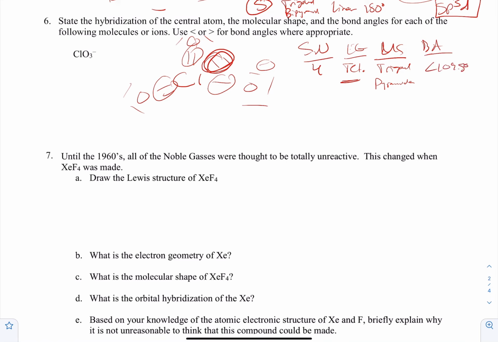Okay, so now steric number 4, that means I'm going to need 4 orbitals, so that is sp3 hybridized right there. Now it's interesting because even though this is sp3 hybridized, we have double bonds, right? And typically we think of double bonds as being overlapping unhybridized p orbitals, but in this case they can actually also be overlapping unhybridized d orbitals to make those double bonds.